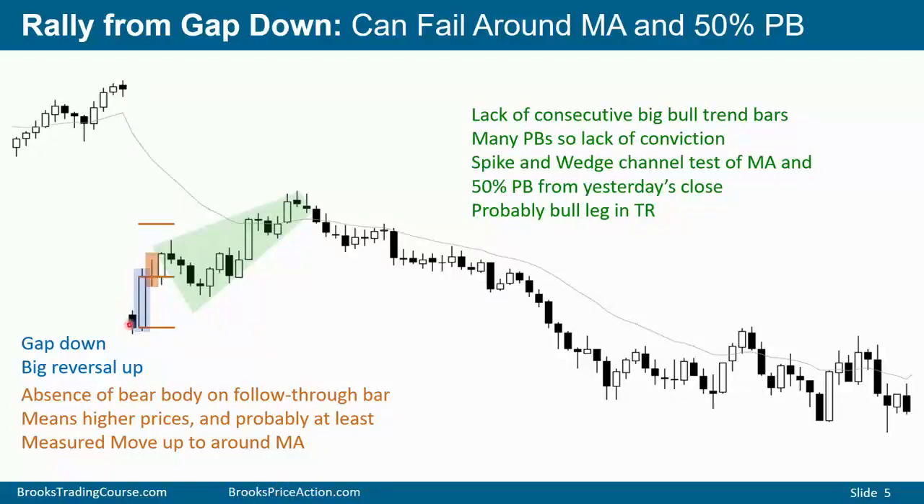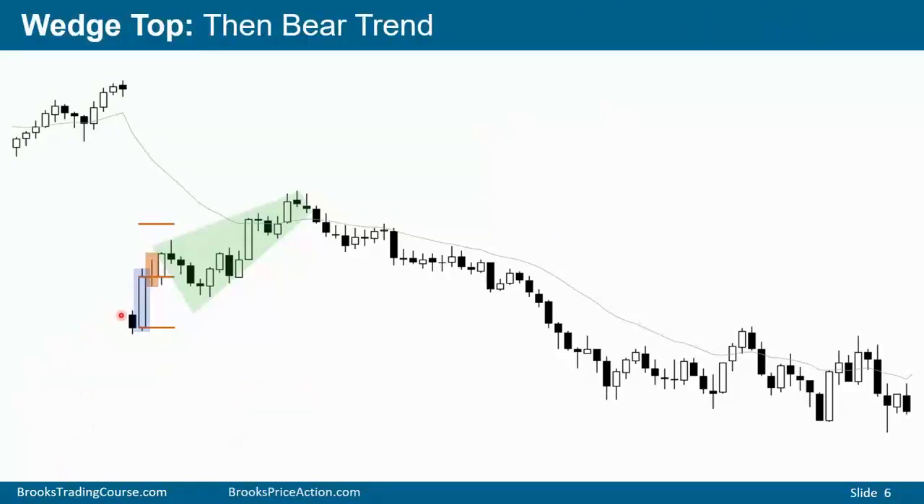You can also call it a spike and channel bull trend. Spike, pullback, second push, pullback, third push. Bears are looking at this as a weak rally, probably a bull leg in a trading range day, or simply an opening reversal rally, a rally on the open that reverses down at resistance, a 50% pullback, and around the moving average. The bears are looking for sell, expecting either a trading range day, a sell down to the bottom, or possibly a bear trend day.